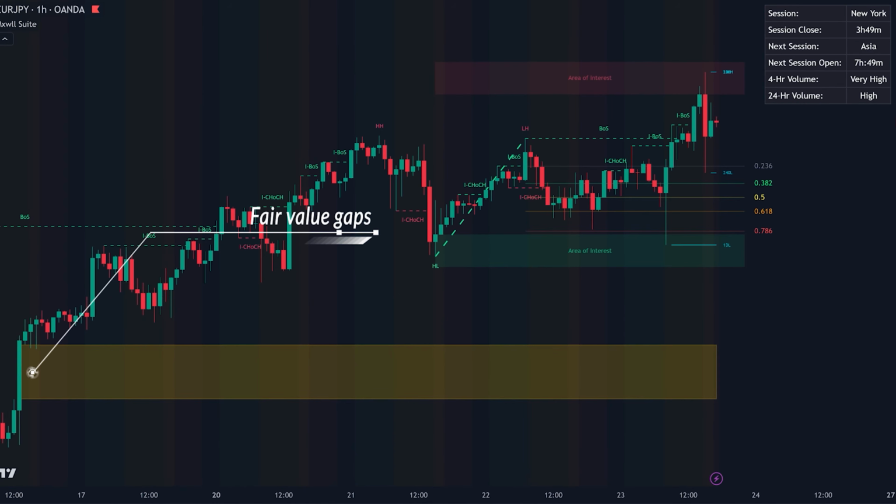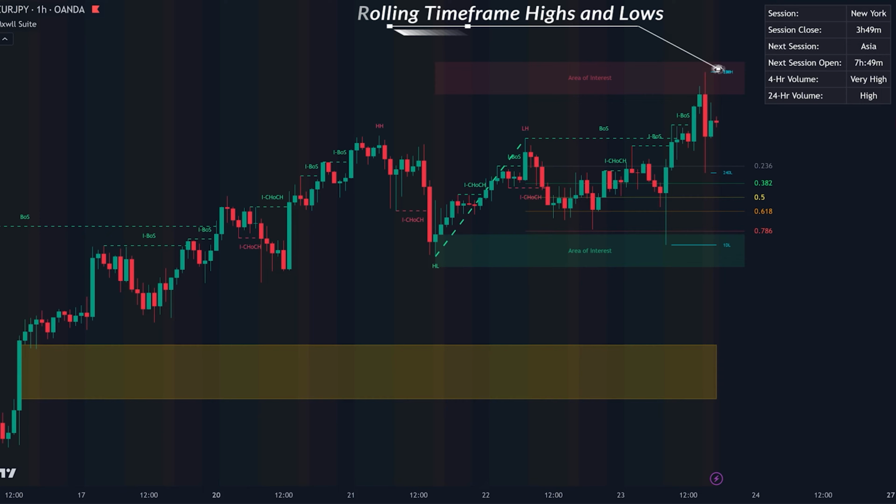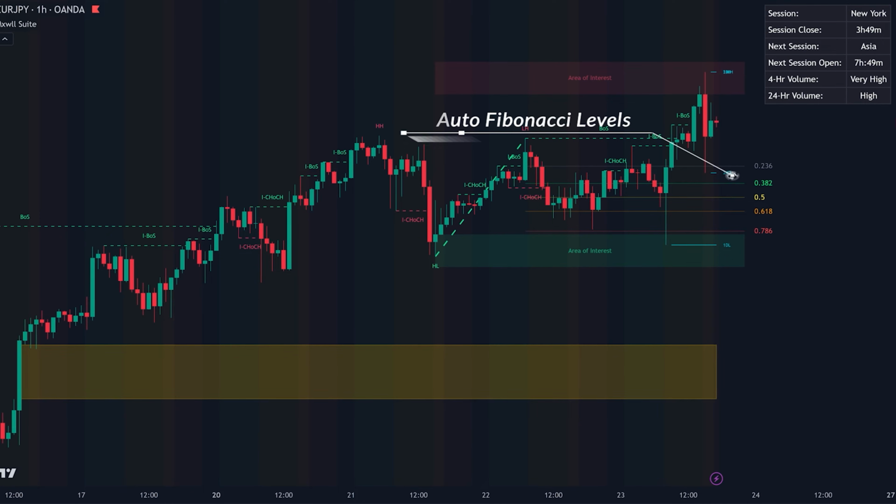Fair value gaps. It represents a price range where the market moved very quickly in one direction, creating a gap that didn't allow for normal trading activity. Rolling time frame. Highs and lows. This tracks the highest and lowest prices over specific rolling periods, giving you up-to-date support and resistance levels. Auto Fibonacci levels. The indicator automatically calculates and shows Fibonacci retracement levels on the chart. These levels help you find potential points where the price might reverse.